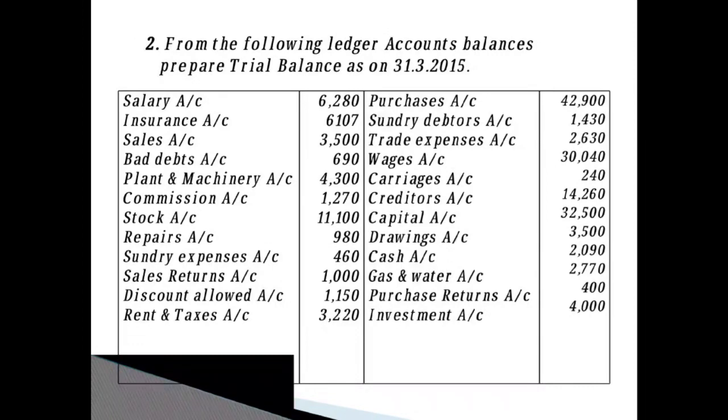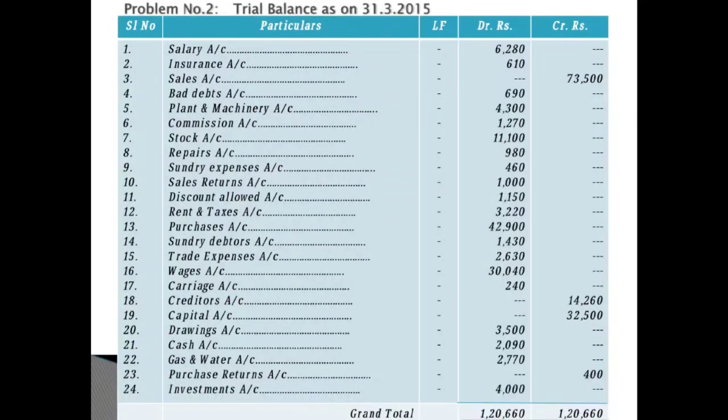Next you have trade expenses account 2,630. Now trade expenses, what is it? It is an expense for us, as the name mentions, which shows debit balance, so you have to record it in a debit column. See, the 15th one, we have recorded trade expenses 2,630 rupees.